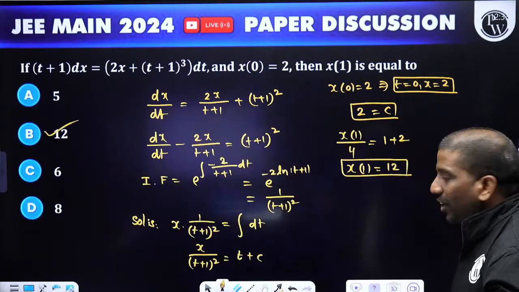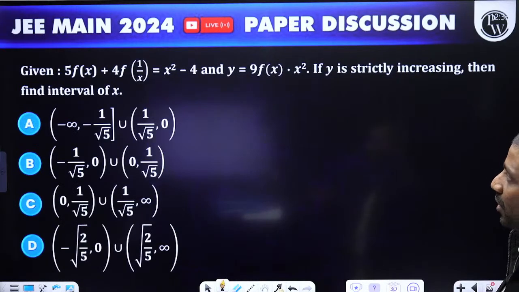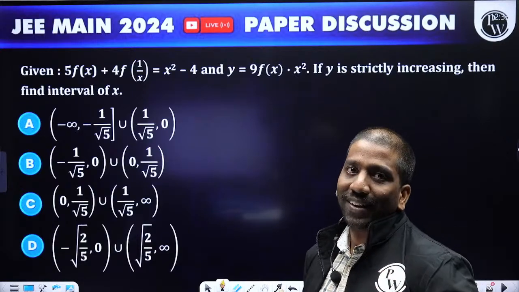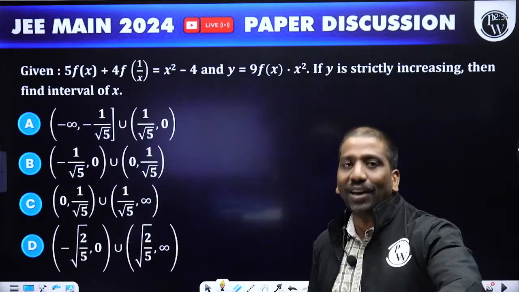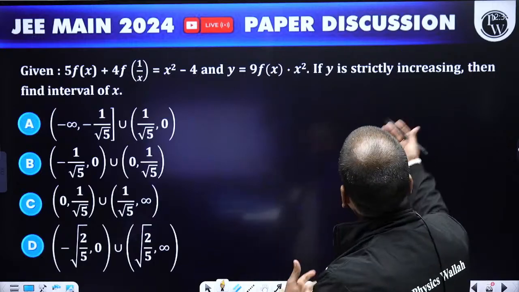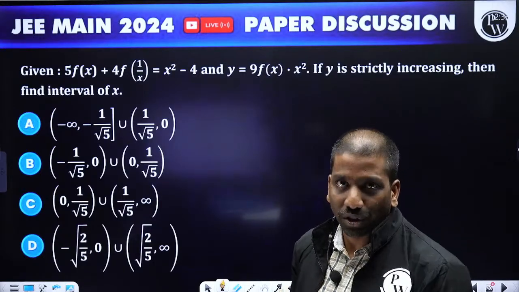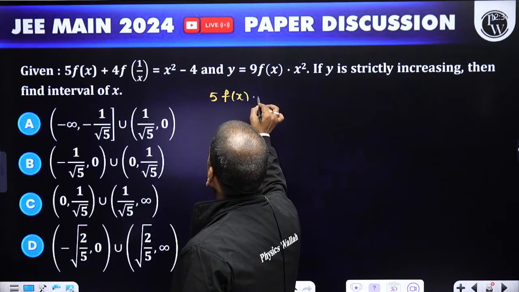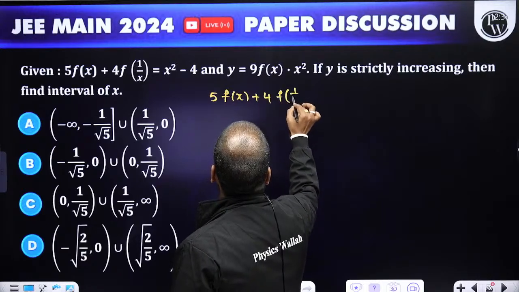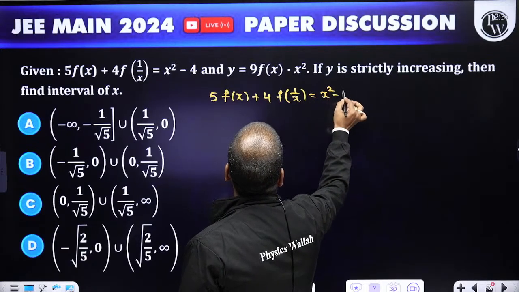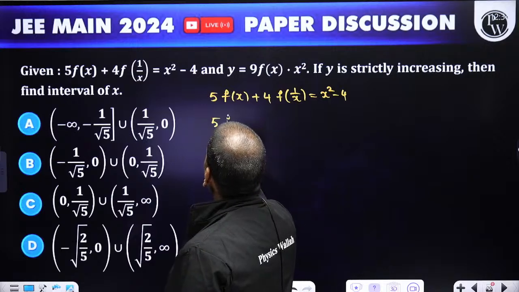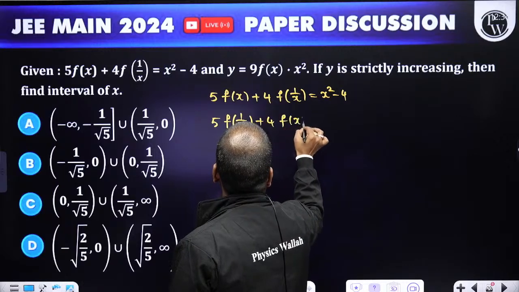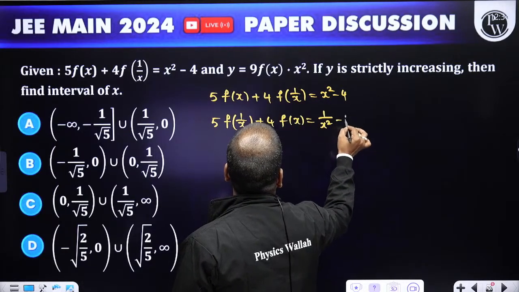Again, a direct linear differential equation, right? Again, our favorite question from functional equations, elimination of f(1/x) and finding f(x). And after that, strictly increasing function. We need to identify increasing or decreasing monotonicity. 5 f(x) + 4 f(1/x) = x^2 - 4. What we do? Replace x by 1/x: 5 f(1/x) + 4 f(x) = 1/x^2 - 4.